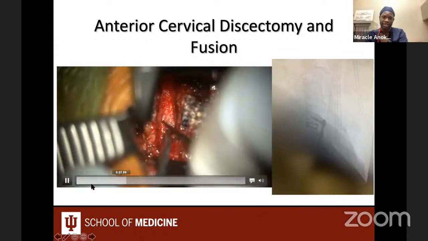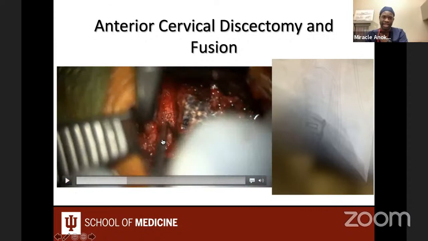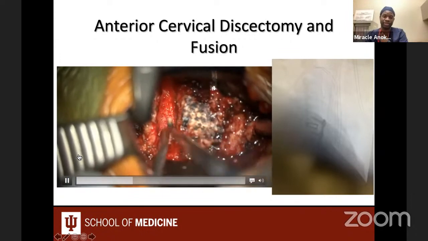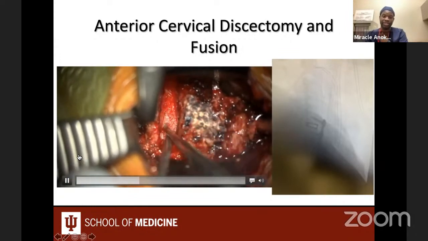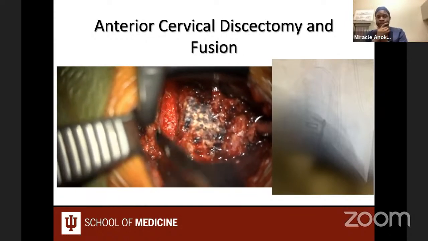Here we go. I take a nerve hook to go underneath there, and I pull that up, and you can kind of see that shiny ligament there. That's how you know that you're at the posterior longitudinal ligament itself. I get underneath that because I need to really decompress where those nerves are coming out of. So I have to expose the thecal sac itself and the dura itself, right?